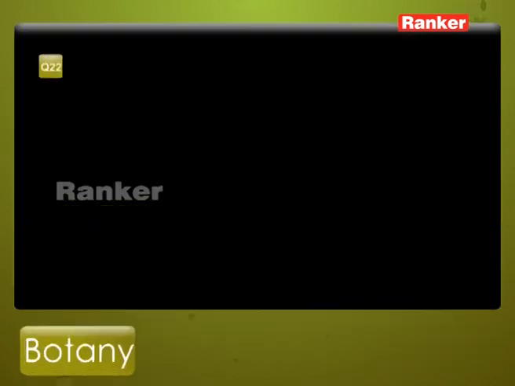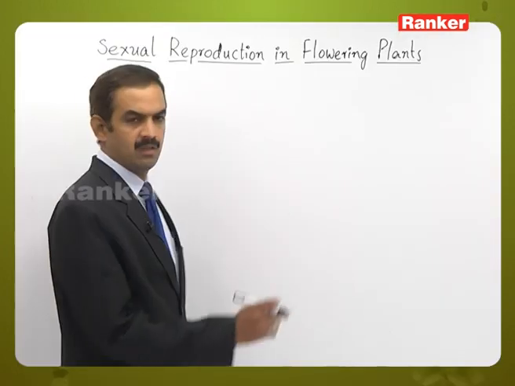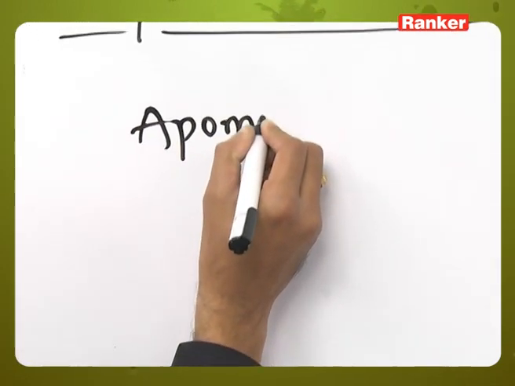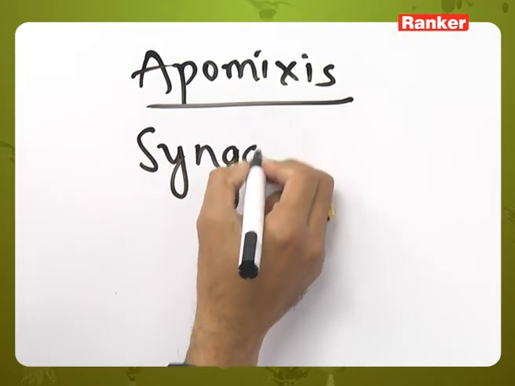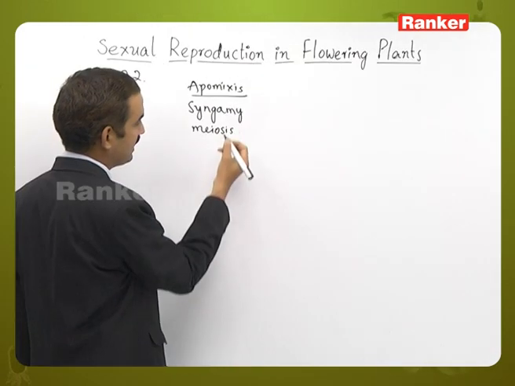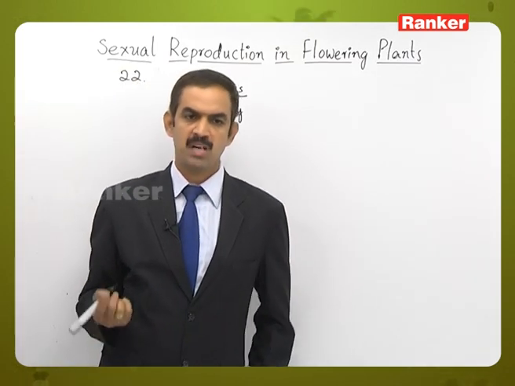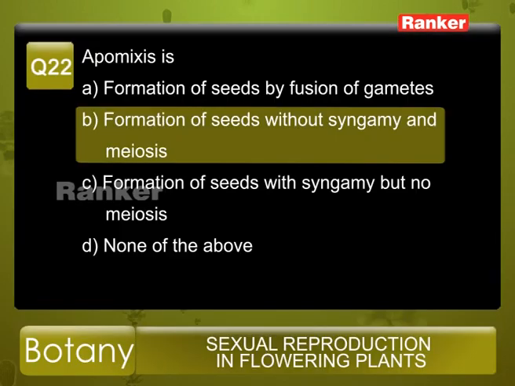Question number 22. Apomixis is, the given options are A, formation of seeds by fusion of gametes, B, formation of seeds without syngamy and meiosis, C, formation of seeds with syngamy but no meiosis, and D, none of the above. And here apomixis is a bypassing process, the bypassing of the syngamy process, that is, there is no fusion of male and female gamete. At the same time, the bypassing of meiosis. When there is no process of syngamy, there is no chance for a meiotic process. So bypassing of these two, formation of the seeds is called apomixis. So from the given options, option B is the correct answer.